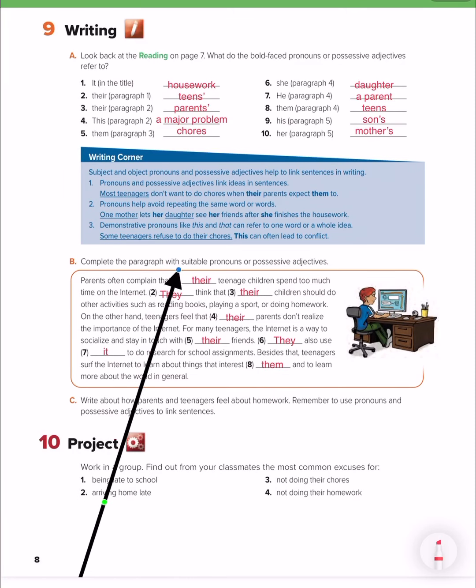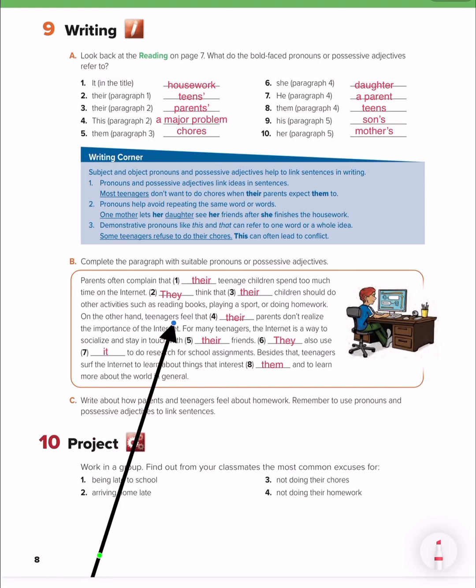B. Complete the paragraph with the suitable pronouns or possessive adjectives. You have a paragraph here, so we will read it and we will complete it. Parents often complain that their teenage, so we have their because we have parents. Children spend too much time on the internet. They think that their children, we have they, which refers to parents, and here their, which refers to the parents. Children should do other activities such as reading books, playing a sport, or doing homework.